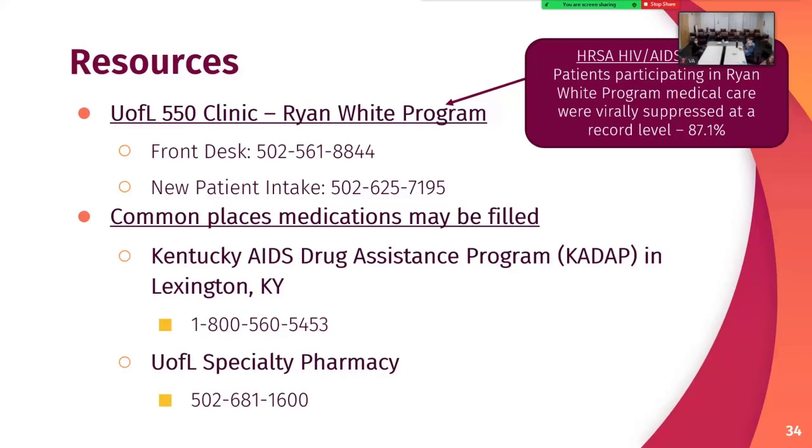You can also call the front desk if you have questions for their pharmacist, or talk with your pharmacist to speak with them as well. And then some common places where these patients may get their medication. One really cool program is the Kentucky AIDS Drug Assistance Program, or KDAP. This is a resource out of Lexington, Kentucky, where it'll help the patients get their ART therapy free of charge or at a discounted rate and help with any insurance issues that may come up. They'll just mail the medication directly to their house, or they can have it mailed to the clinic if the patient doesn't have a stable home. And then you can also see patients get their ART therapy from the U of L specialty pharmacy. So these are just two pharmacies that you may see their medications coming from, and resources to help them.